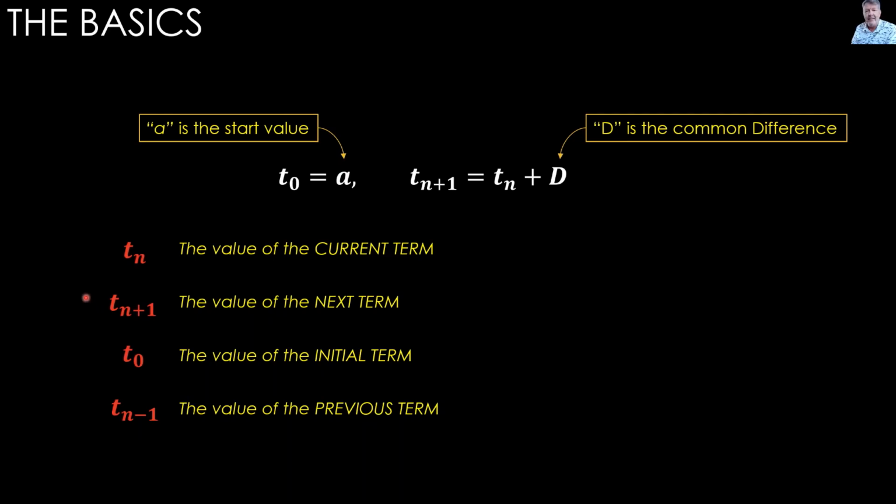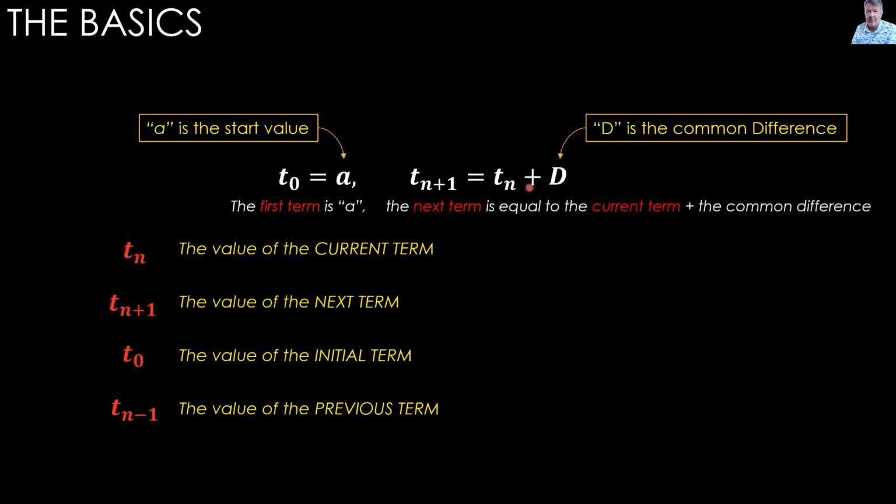Now, here's the bit that makes sense. Let's put it into English. T0 is the value of the initial term. So in this case, the first term or the initial term is A, whatever the A is. It could be 0, it could be 5, it could be whatever the first number of the sequence is. Then this bit, Tn plus 1, is the value of the next term is equal to the current term plus a common difference, as it says.